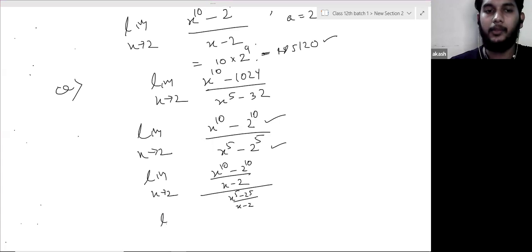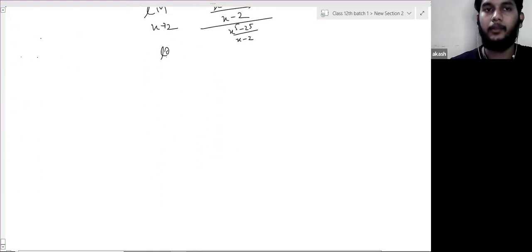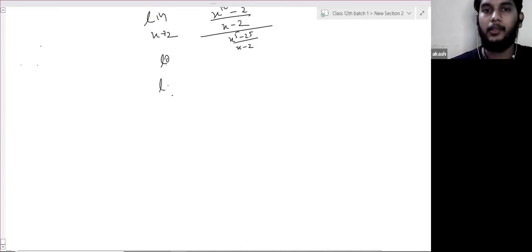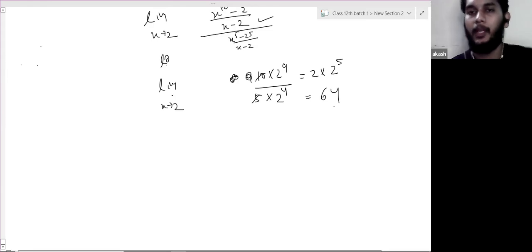So now this is limit x tending to 2. So just solve this, this one is 512, or we can say 10 into 2 raised to the 9, and this will be 5 into 2 raised to the power 4. So we can cancel things out. So this is 2 into 2 raised to the power 5. So 2 raised to the power 6, which is 64. I hope this is clear to everyone.